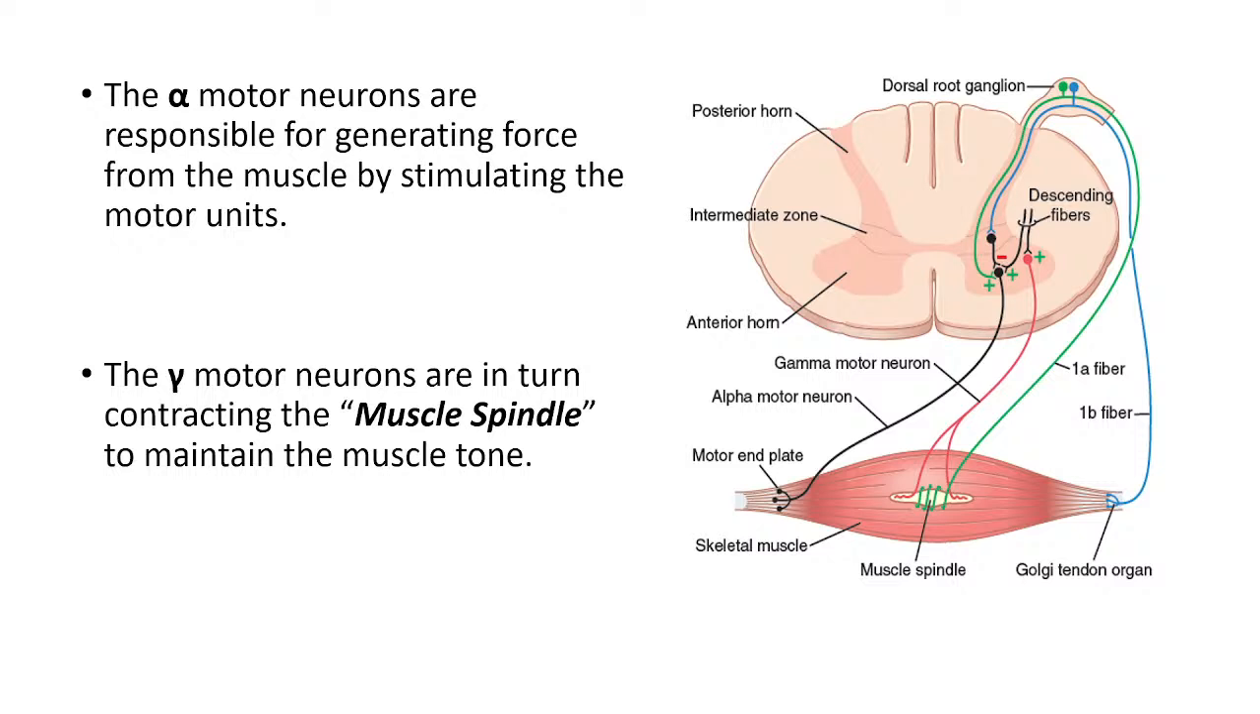This is the spinal cord and this is the circuitry demonstrating the stretch reflex. The alpha motor neurons are responsible for generating force from the muscle by stimulating the motor units. The black colored neuron is actually supplying n number of muscle fibers and activating n number of motor units, leading to contraction of the muscle. The gamma motor neurons, the red color neurons, are again called motor neurons, but they are not innervating any extrafusal muscle fiber; rather they are innervating the intrafusal fibers or muscle spindle.